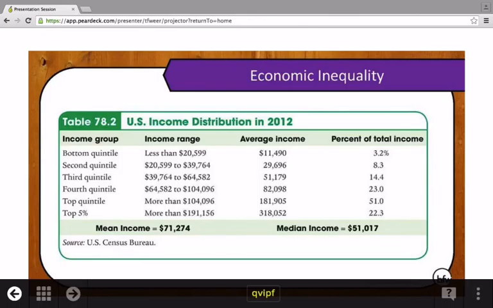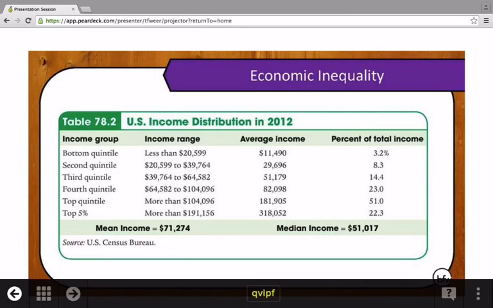This table tells us that the bottom 20% of the population earns far less than 20% of the total income in the United States. In fact, as of 2012, they only earn 3.2% of total income. And the top 20% of the population earns far more than 20% of total income. The top 20% earns fully 51% of total income. And if we take it even farther, the top 5% of Americans earn 22.3% of total income. So the United States is a clear example of unequal distribution of income among groups.